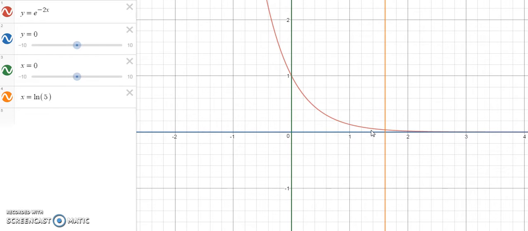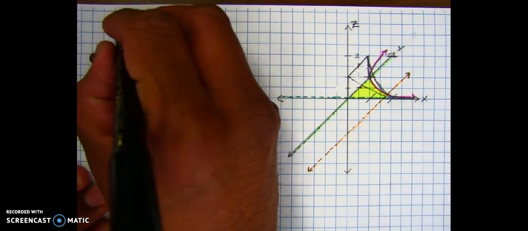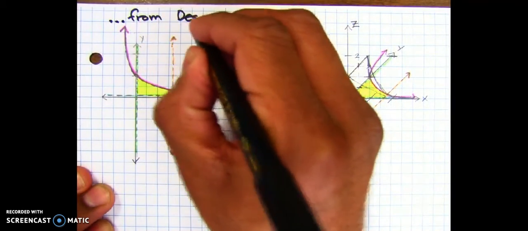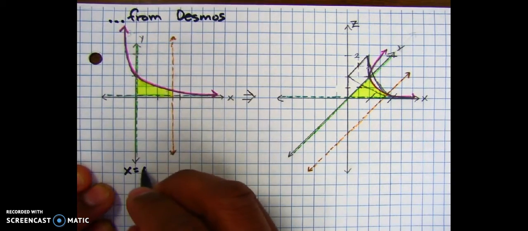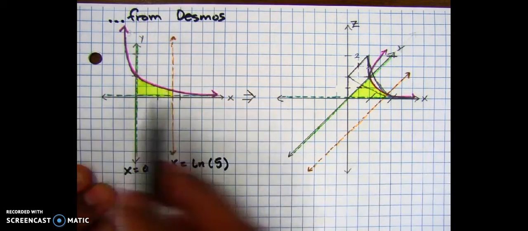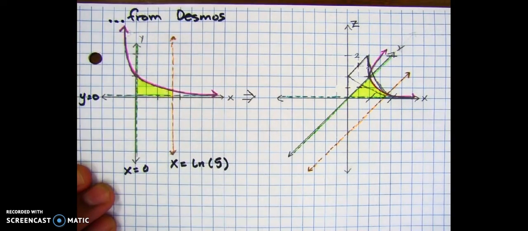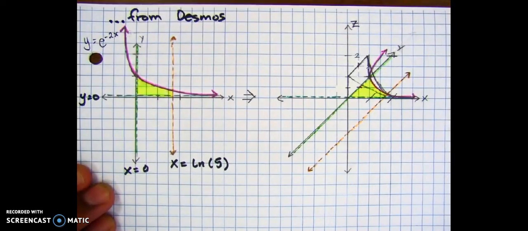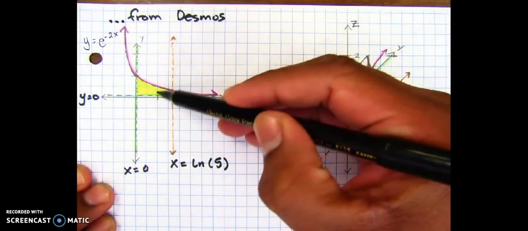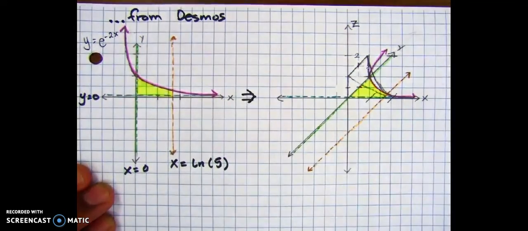So what I'm going to do is replicate this along with the three-dimensional figure on the XYZ coordinate plane. On the left, what I have here is pretty much me replicating what I got from Desmos. Here you have x equals 0, x equals the natural log of 5. Let me label that. Here we have y equals 0, and that's in blue. And in pink is y equals e to the negative 2x. And the region is pretty much this yellow shaded region that I've highlighted. Now, I want you guys to understand how it would look as a solid.